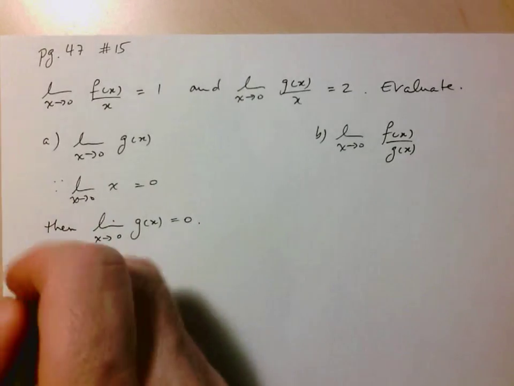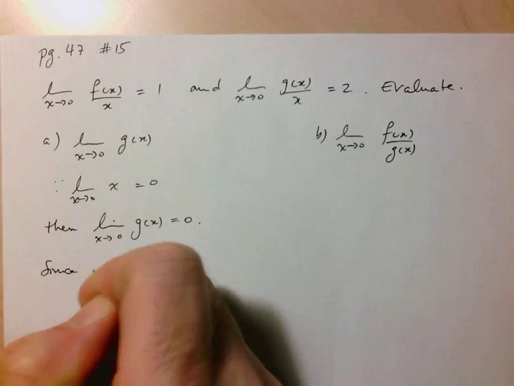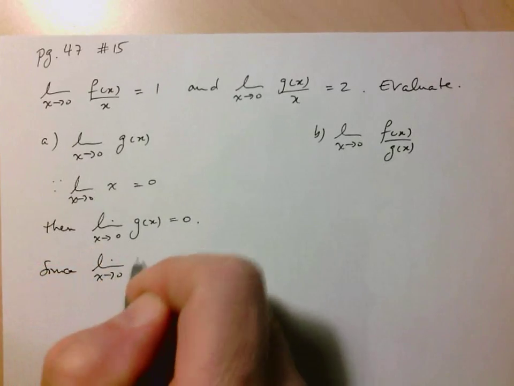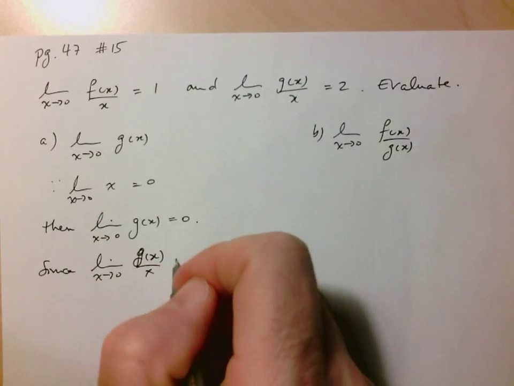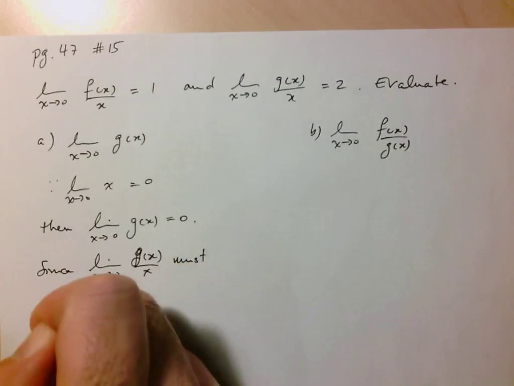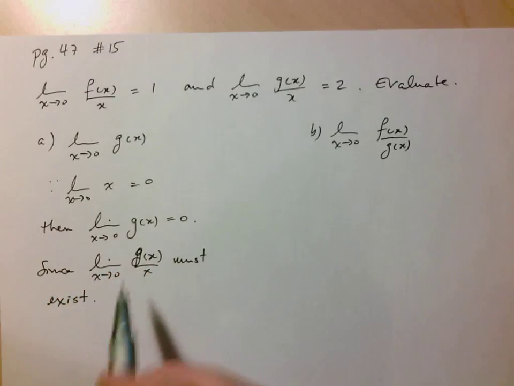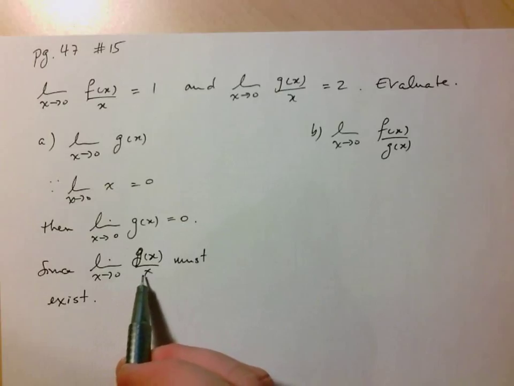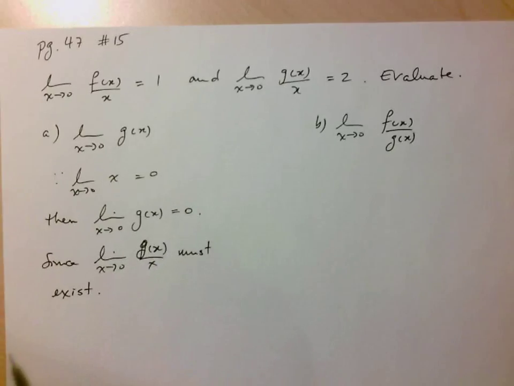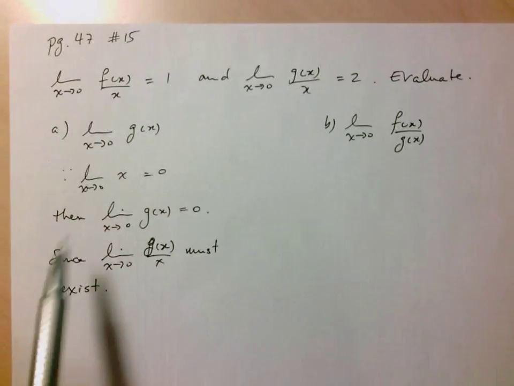Since the limit of the quotient, g of x over x, must exist, the only way for such a limit to exist where the denominator is approaching 0 is if the numerator also approaches 0.